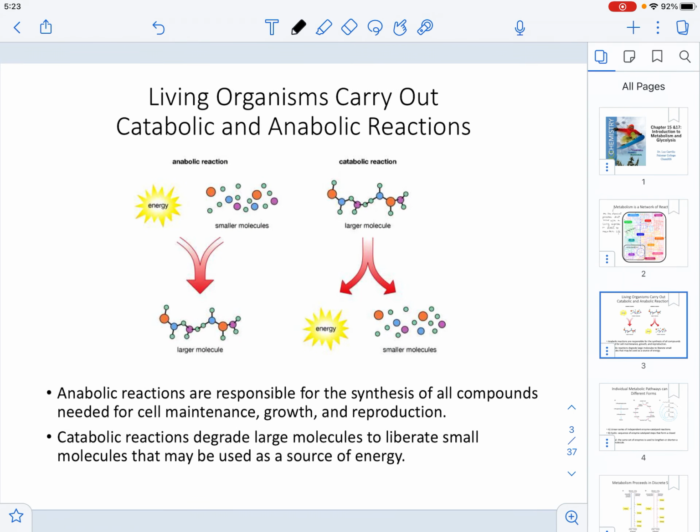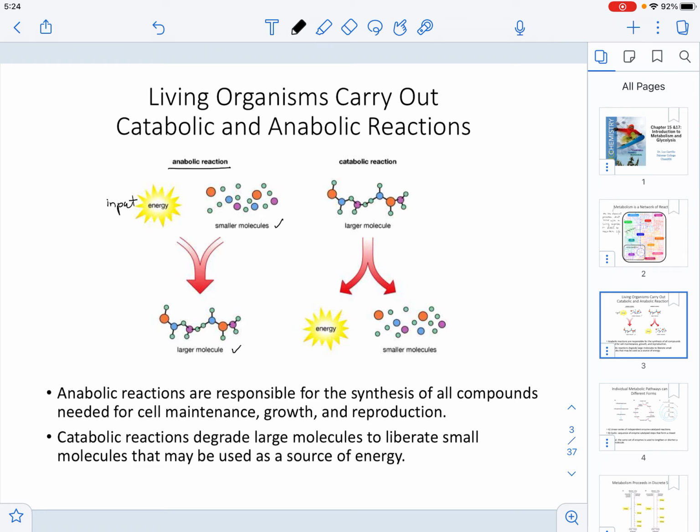Now, understand that when it comes to metabolic pathways, there are going to be two main types of reactions that are carried out. One set of reactions are going to be anabolic reactions. When it comes to anabolic reactions, as you can see, we go from smaller molecules, and you have to have an energy input. That's how larger molecules are made. These anabolic reactions are going to be needed for cell maintenance, growth, and reproduction.